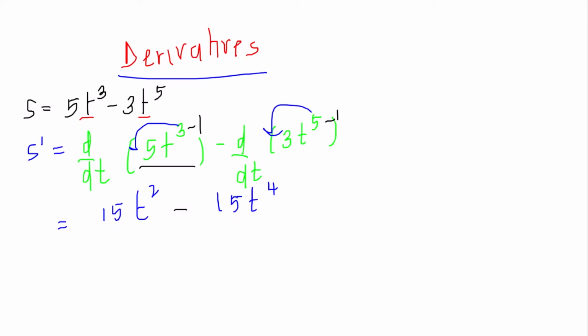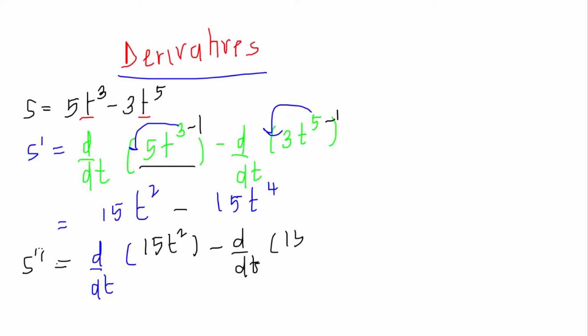Okay, if we want to go ahead and find the second derivative, it's going to be the derivative of the first derivative. That is actually what it's going to be. So it's going to be d over dt of 15t squared minus d over dt of 15t to the power 4. I guess you know what's going to happen next.